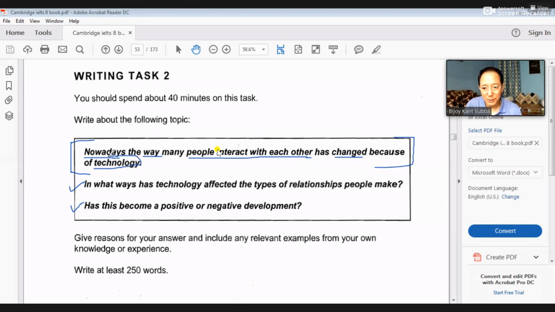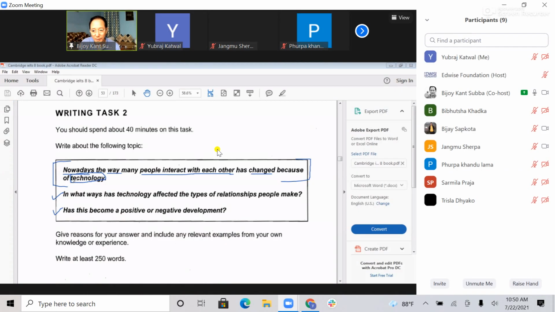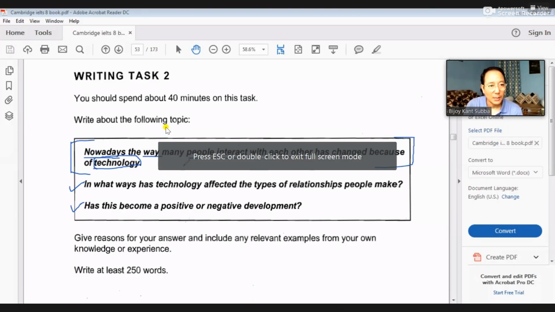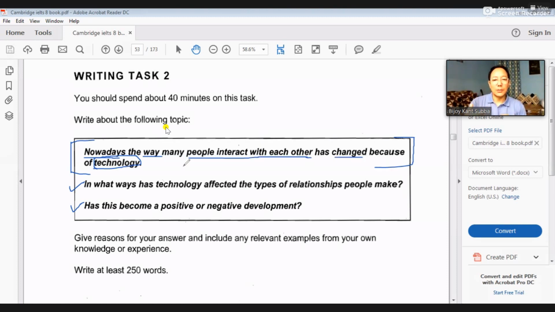So these are statements. The question does not say, do you agree or disagree? So this is not an opinion. An opinion you can always attack, by saying, I don't agree with this opinion. This is basically a fact that's been given. So there's no question of agreeing or disagreeing. It's a fact that the way we interact with each other has changed because of technology.